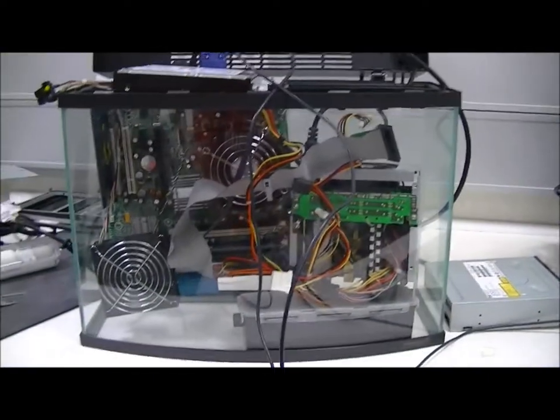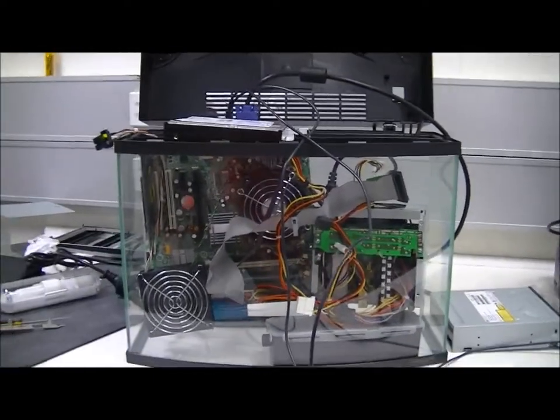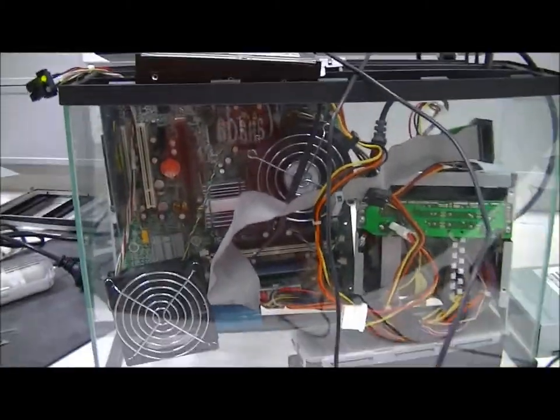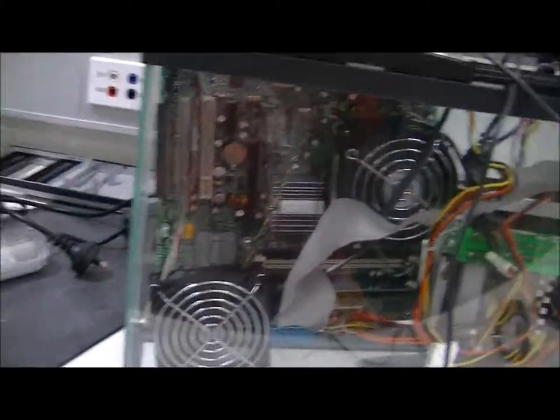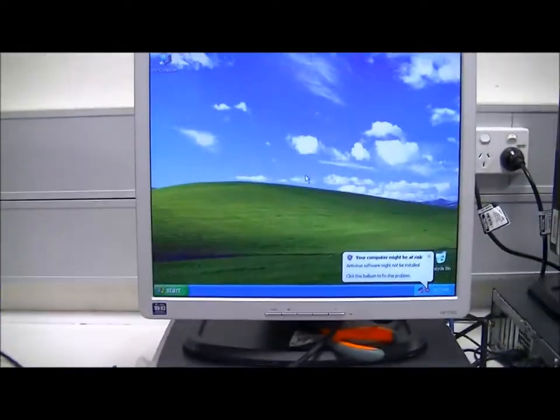It's me. So basically we are assembling a computer with oil in a fish tank. We are in a university, Charles Darwin University, so the computer is already inside of the fish tank and is already running.